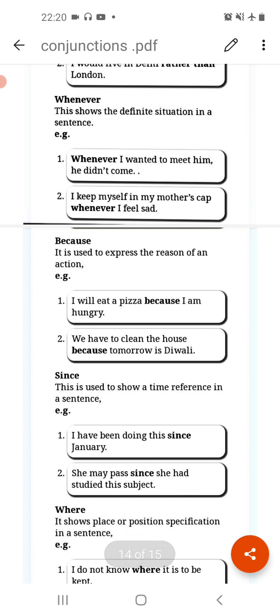Next is whenever. This shows the definite situation in a sentence. So whenever we have a definite situation, then we use whenever. Whenever I wanted to meet him, he didn't come. I keep myself in my mother's lap whenever I feel sad.